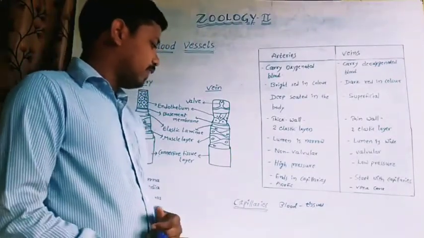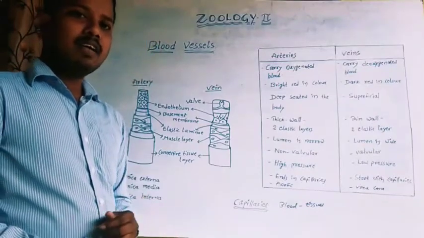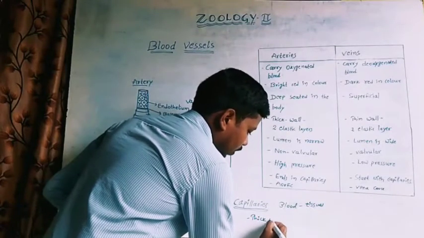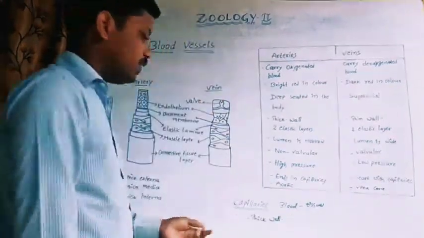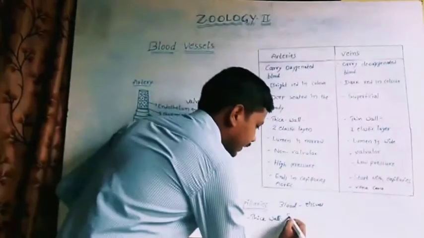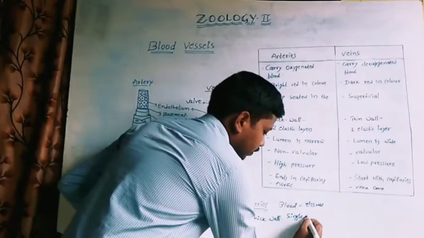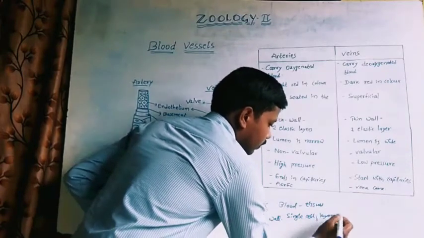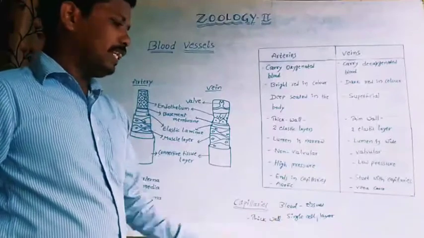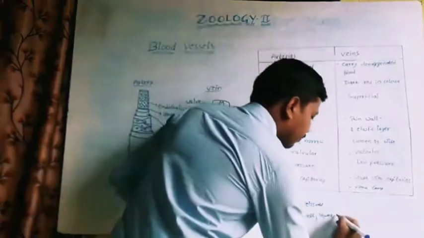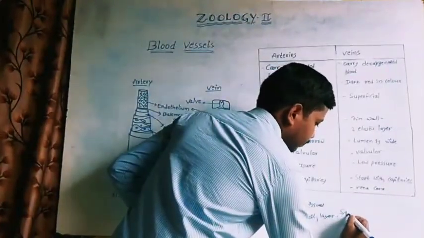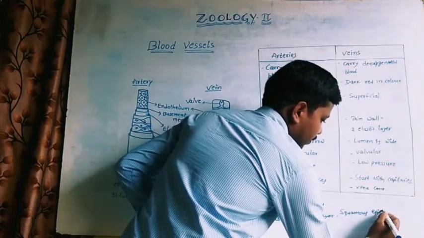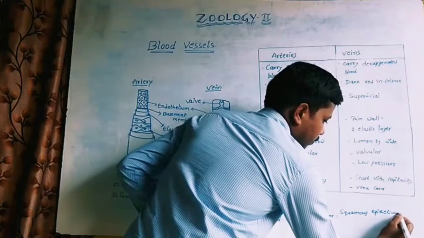So these capillary walls are thin, consisting of a single cell layer. This single cell layer is made up of squamous epithelium.